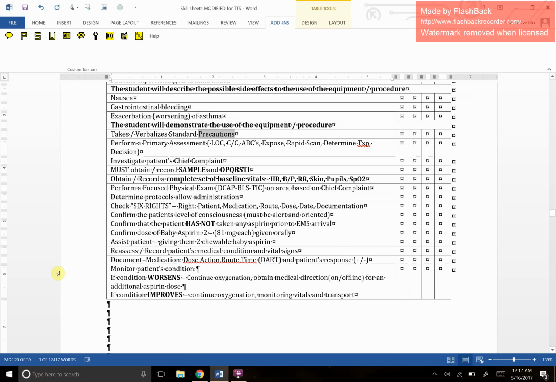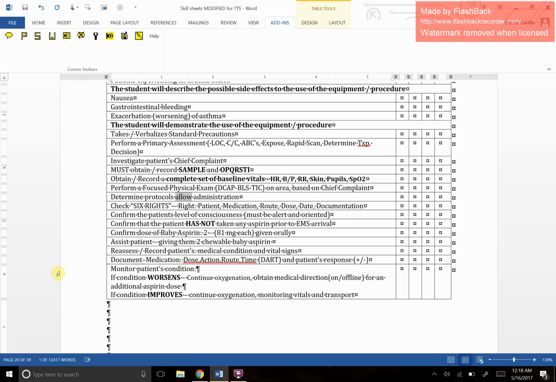The student will demonstrate the use of the equipment/procedure. Takes/verbalizes standard precautions. Perform a primary assessment, LOC, C/C, ABCs, expose, rapid scan, determine TXP decision. Investigate patient's chief complaint. Must obtain/record SAMPLE and ASPIRIN. Obtain/record a complete set of baseline vitals, HR, B/P, RR, skin, pupils, SpO2. Perform a focused physical exam, DCAP-BLS-TIC, on area, based on chief complaint.